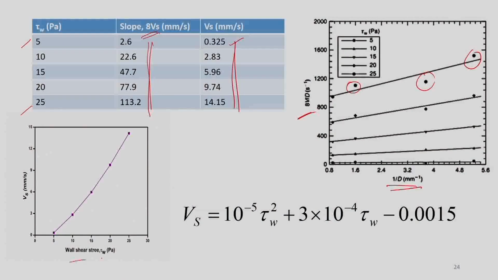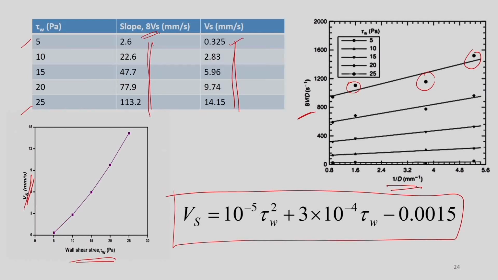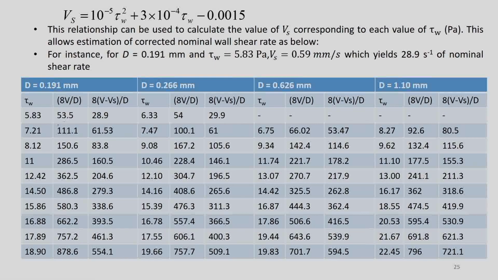So, if you plot Vs versus tau w, then you can have a curve like this. We can see that for small shear stress, Vs is almost 0, that means no slip velocity may be assumed, but as the shear stress further increases, the velocity increases substantially, and when you do curve fitting you get Vs equal to this expression as a function of tau w. Now what you do after finding this Vs: for each capillary diameter we have this tau w versus 8V by d, we already converted the data from Q versus delta p to tau w versus 8V by d data.